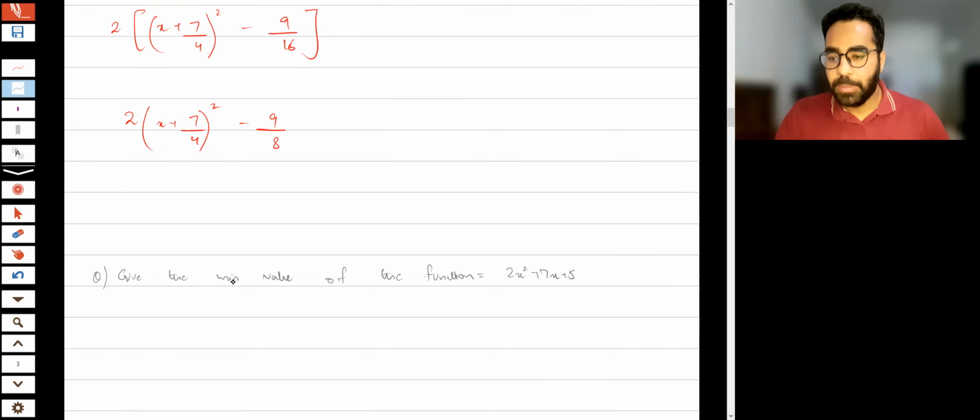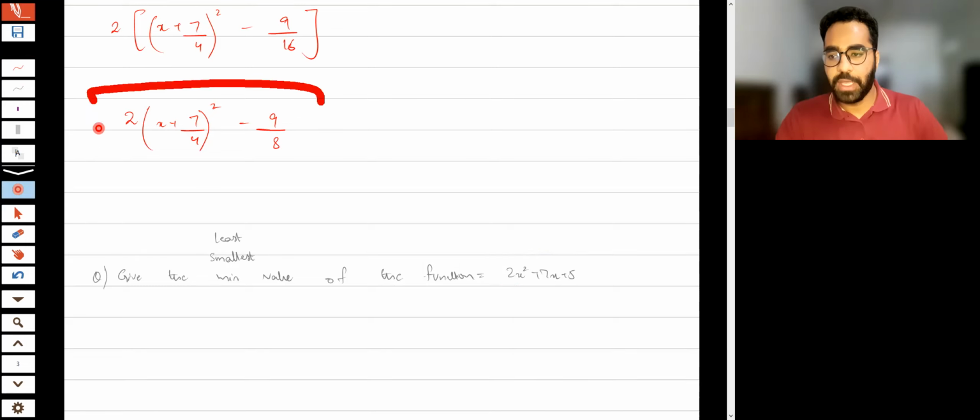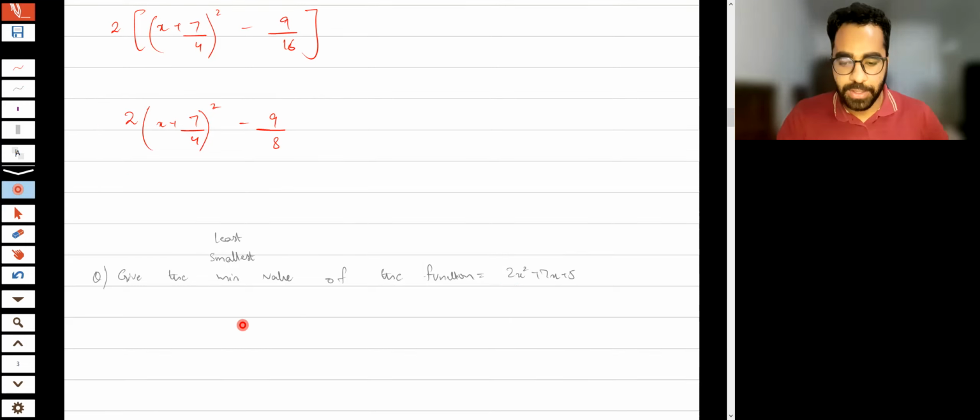Remember, instead of the minimum value, the examiner can also say find the smallest value or find the least value. Okay, all of these things mean the same. Okay, you have a quadratic equation. To find the least value, the minimum value, or the smallest value, you will have to convert that into the complete square form. So we have done it here in complete square form, so I will get 2 times x plus 7/4 whole square minus 9/8.